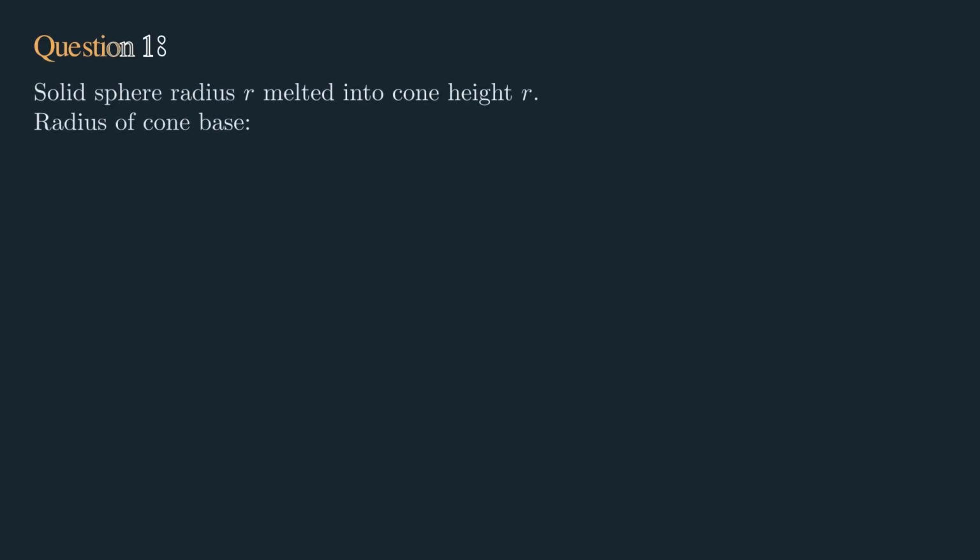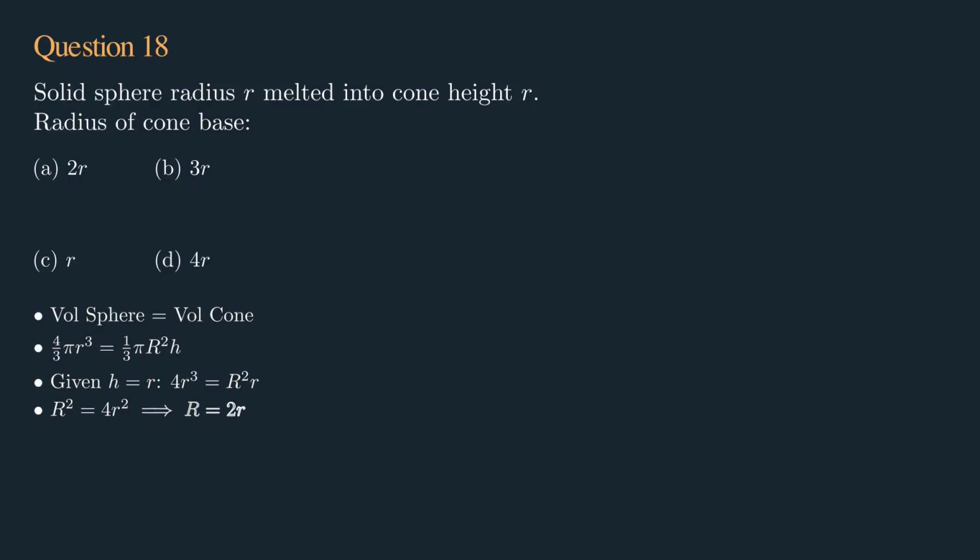Question 18. A solid sphere of radius r is melted into a cone of height r. Find the radius of the cone's base. Here are the options. Equating the volumes, 4/3 pi r cubed equals 1/3 pi R squared h. Since h equals r, we simplify to get R squared equals 4r squared. Thus, the base radius R is 2r. The correct option is A, 2r.